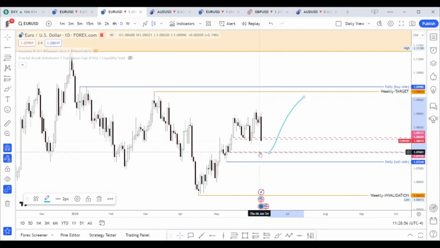Believe me, I just want this price to be tapped once, and that would be good enough for me. And from then onwards, if I see displacement in the bullish direction, I will be full on bullish and taking buy setups from then onwards till we reach these levels, and then we'll see what happens next.